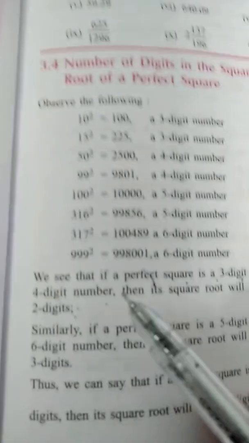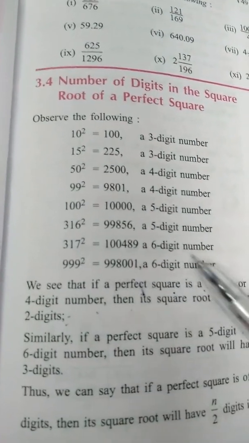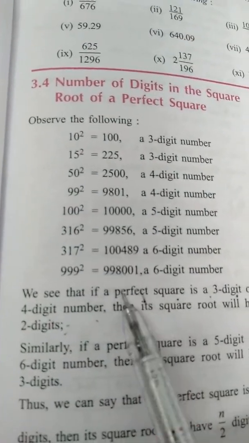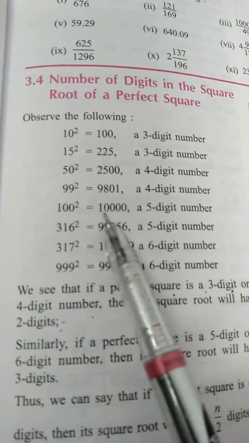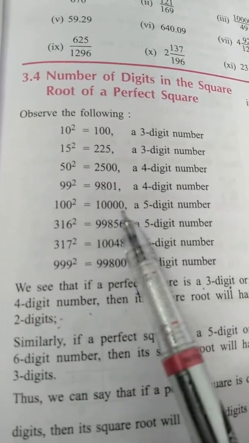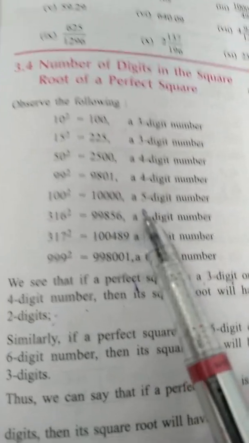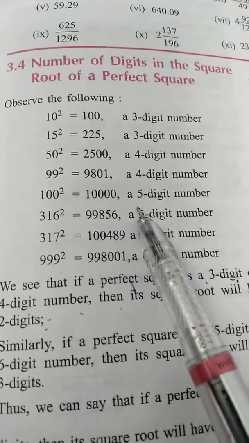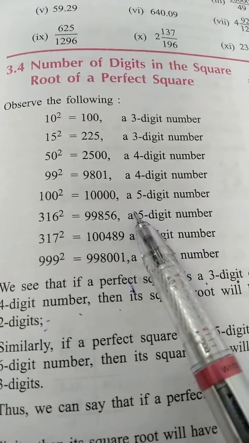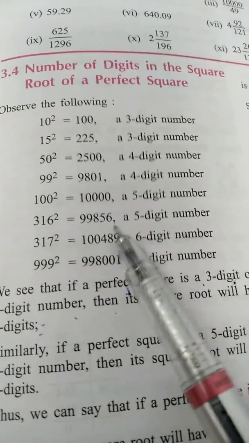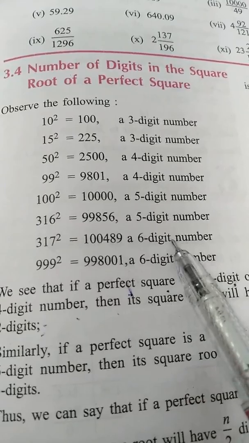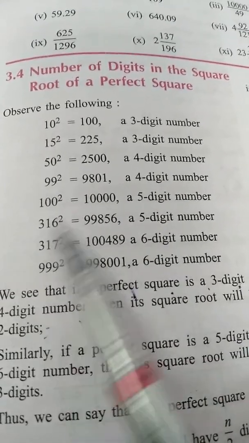Have a look here. See, these are perfect squares. How many digits are there? You see, 5 digits are there. If it is 5 digits, since it is an odd number of digits, what will be the number of digits in the square root? 5 plus 1 is 6, 6 by 2 is 3. So it will be 3 digits.